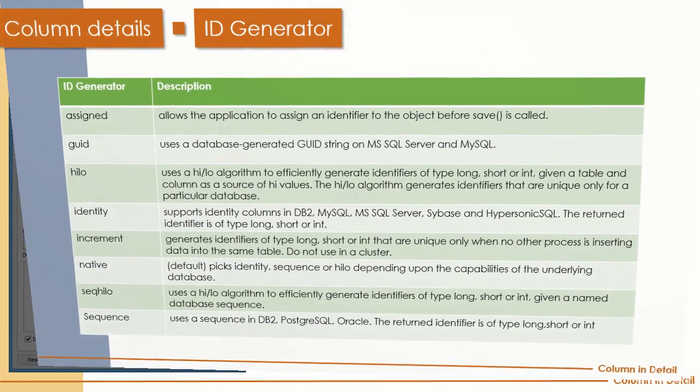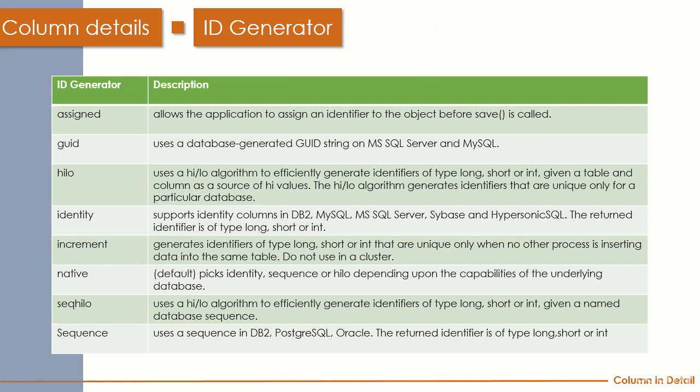And we have different settings. Let me walk you through a few very commonly used ones. The assigned one means when you insert the data into the database, you need to set the ID by yourself. You need to keep it unique, and you need to make sure it is not null. Another commonly used one is the GUID. You can request the database to generate the GUID. It's only supported in MS SQL and MySQL.